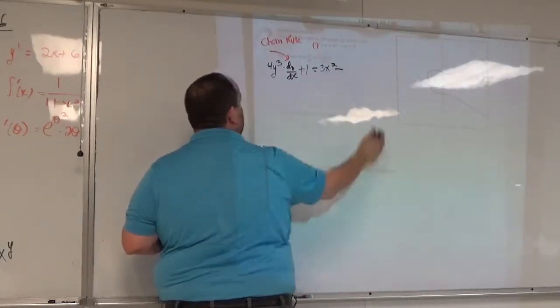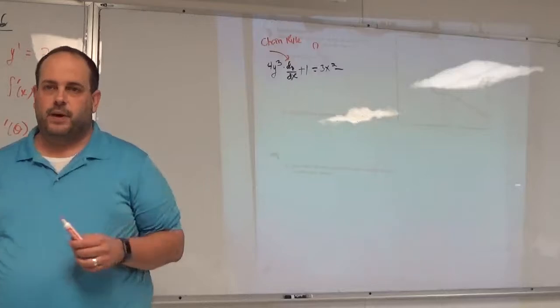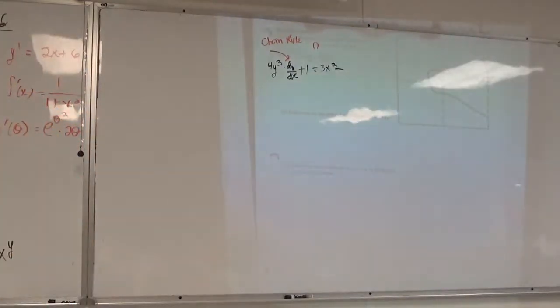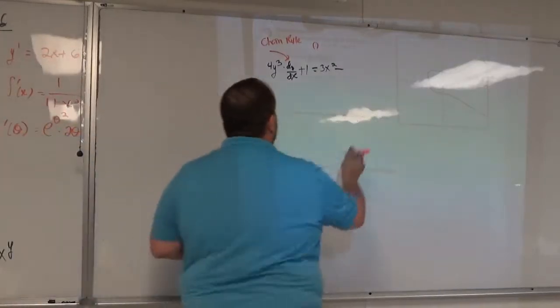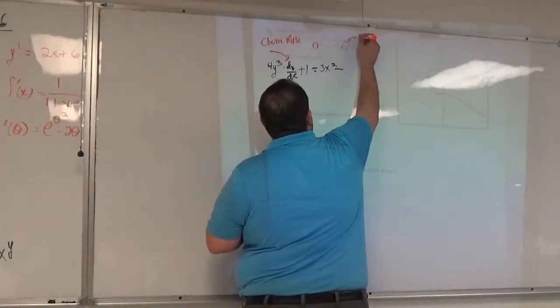3x squared, minus the derivative of xy. Hold for a second. Derivative of xy. Some of you took a deep breath. You just realized you're going to have to do something here. You're going to want to rewrite this. You need product rule.